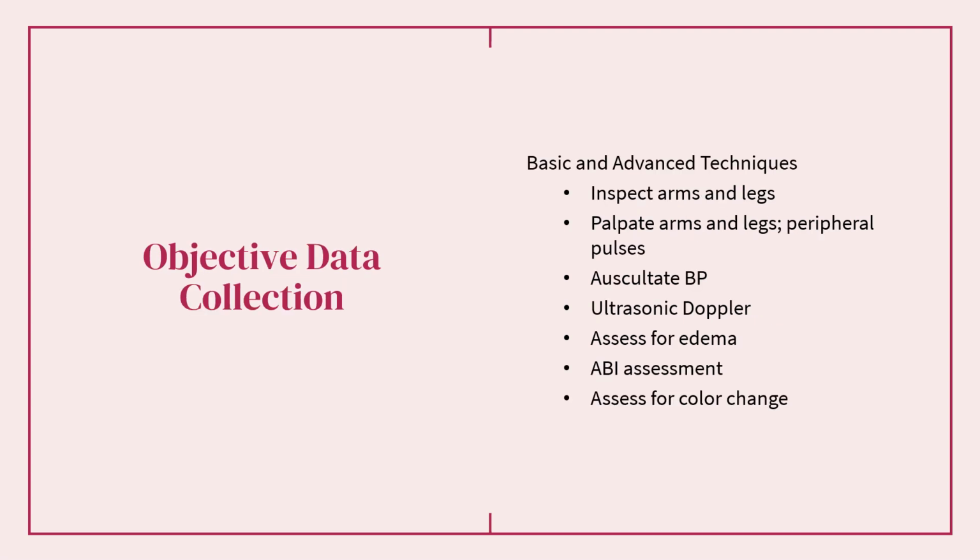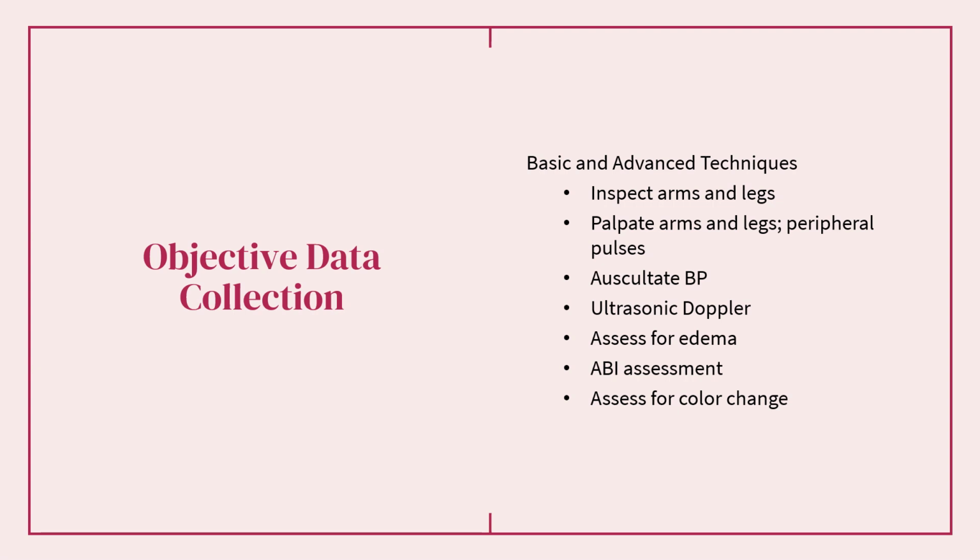So now we move from what the patient tells us to what we actually assess and measure, and this is where we confirm or rule out vascular problems. Starting with inspection of the arms and legs, we're looking at the color, skin integrity, hair distribution, and symmetry between the limbs. Then palpation, we're moving on to pulses, palpating the peripheral pulses: radial, brachial in the upper; femoral, popliteal, posterior tibial, and dorsalis pedis in the lower, and we're assessing the strength and symmetry.